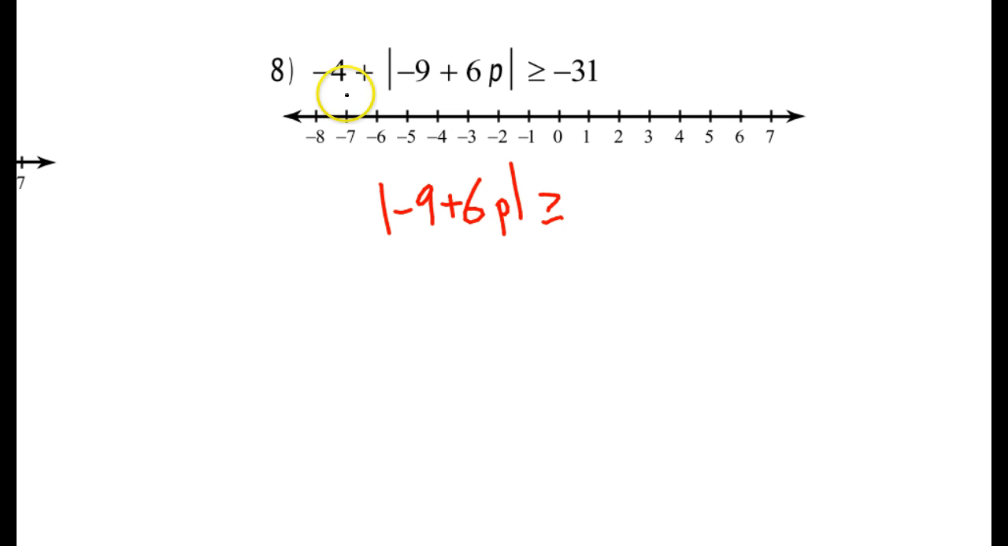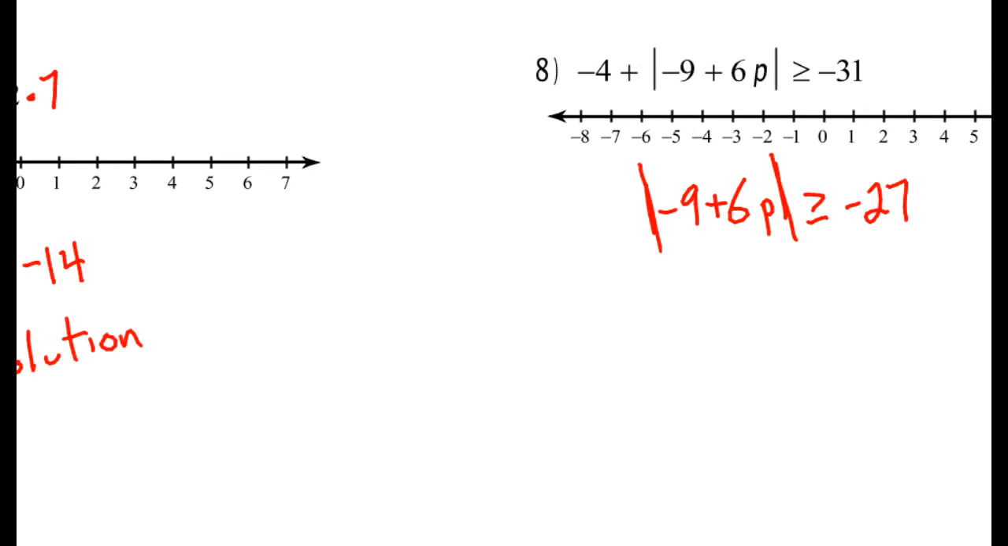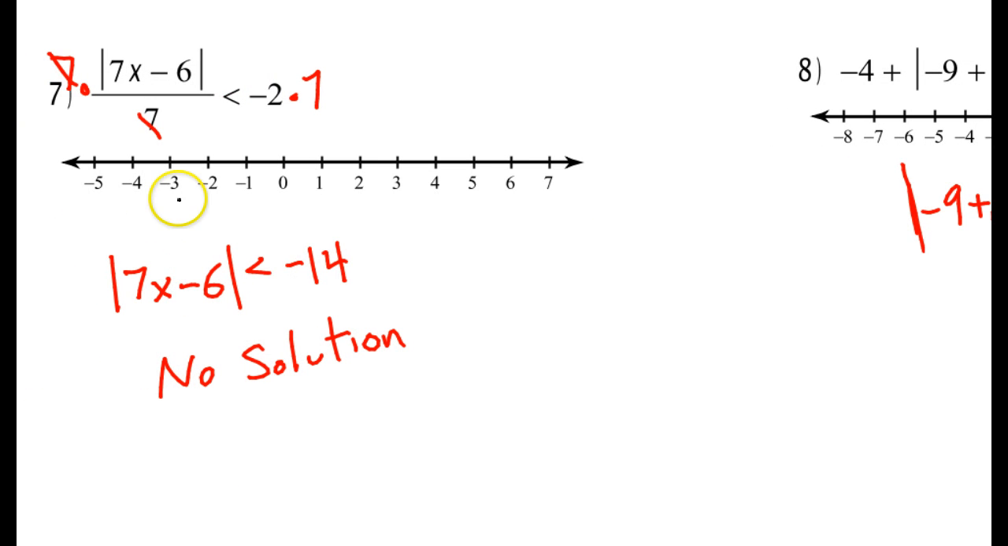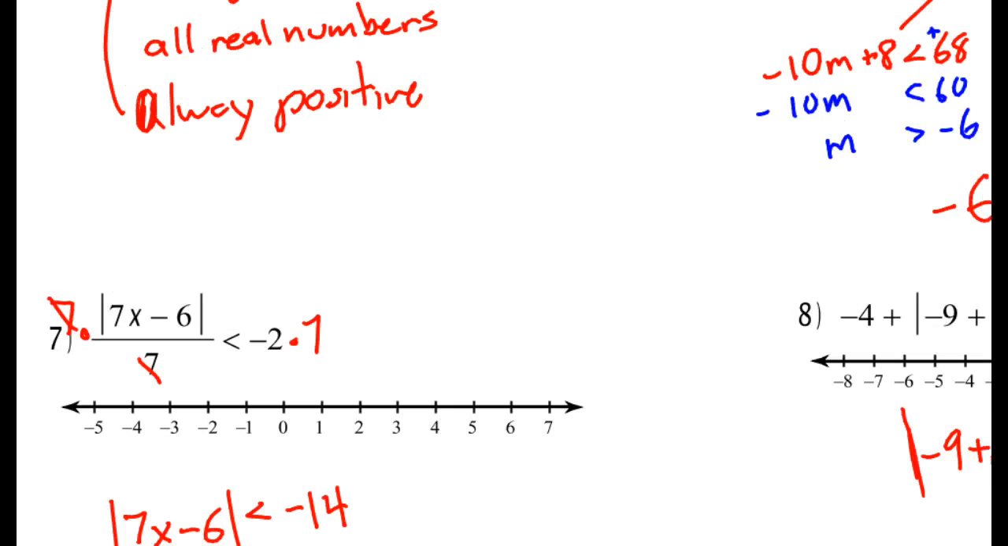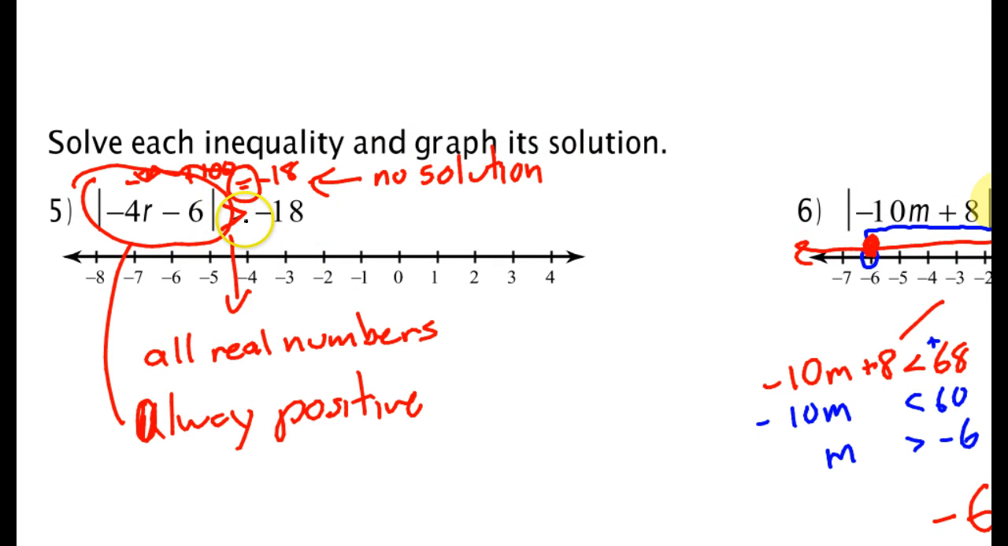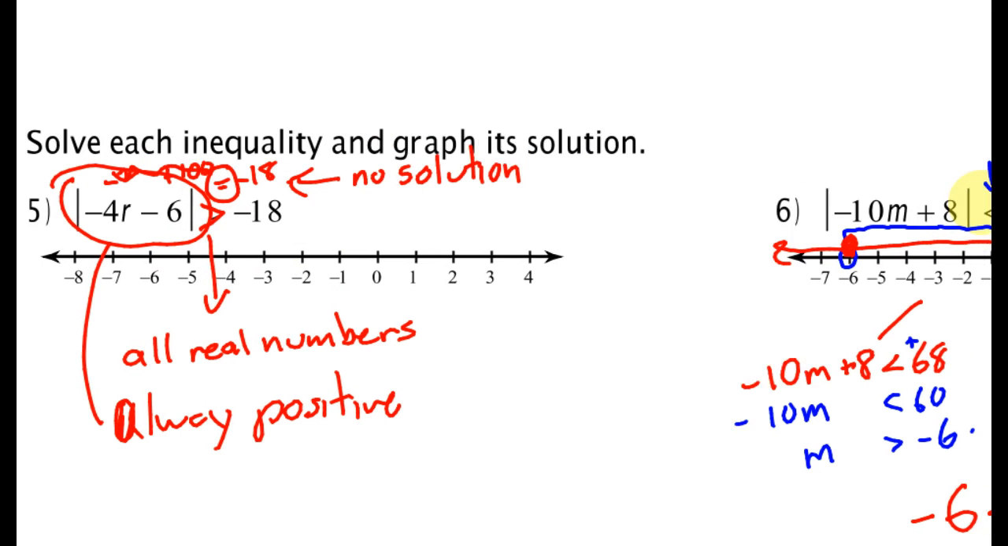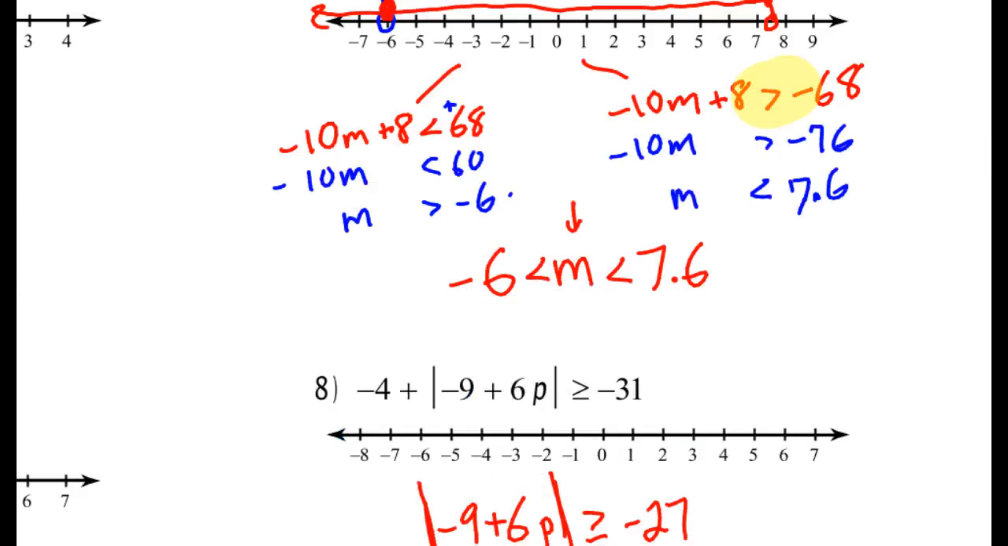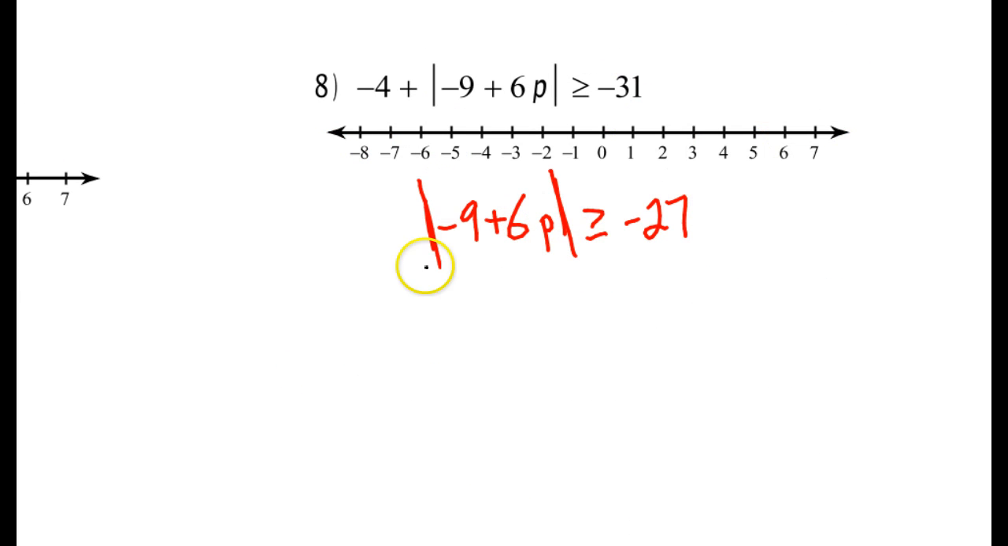So if I add 4 to both sides, this will be -27. Okay. So which problem is this like? So like 7? It's like 5, right? Because it's a greater than. So you can think about, this is asking what numbers are bigger than a negative? What absolute value numbers are bigger than a negative 27. All of them are.